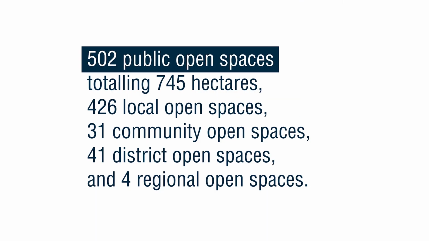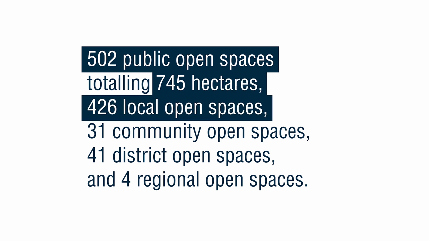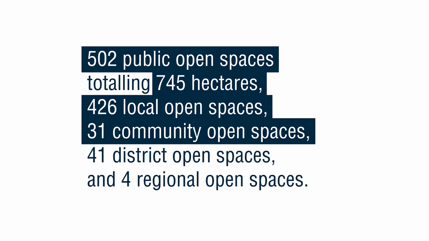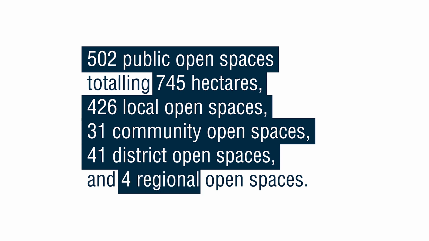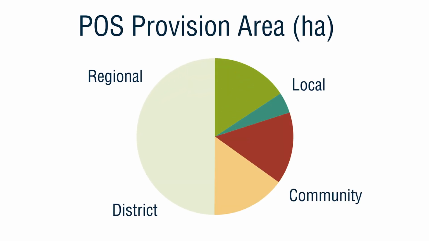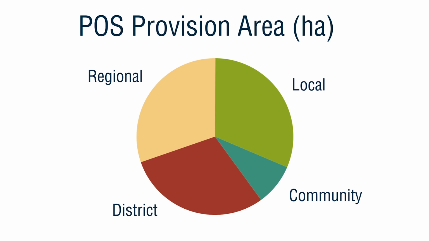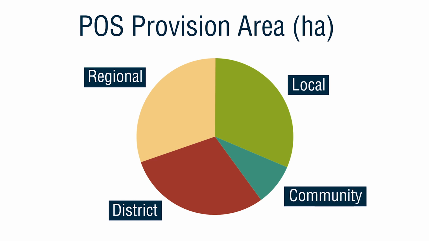There are 502 public open spaces across the city, totalling 745 hectares. The city has 426 local open spaces, 31 community open spaces, 41 district open spaces, and 4 regional open spaces. The area of public open space is distributed relatively evenly across the local, district and regional classifications, with community open spaces having the lowest representation in the city by area.